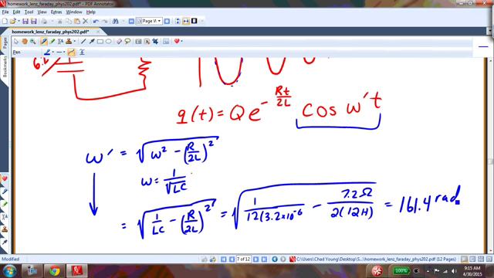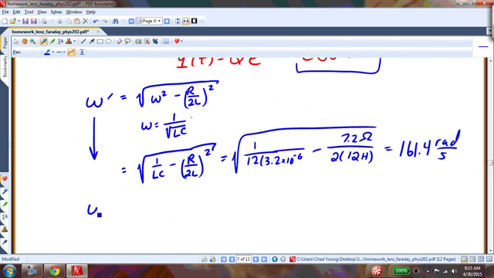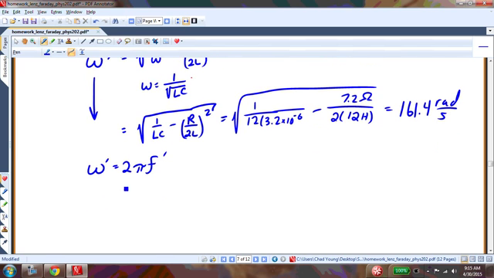It's in radians per second. However, I really need to know the period, because I'm looking for certain time intervals of the period. I also know that omega prime is equal to 2 pi f. Actually, to keep it right I'll have this prime. Remember, back when we derived this, there was a difference between omega and omega prime, but omega prime is still the angular frequency of the circuit. So I can solve this for f. That's going to be 161.4 over 2 pi. And I get the frequency.